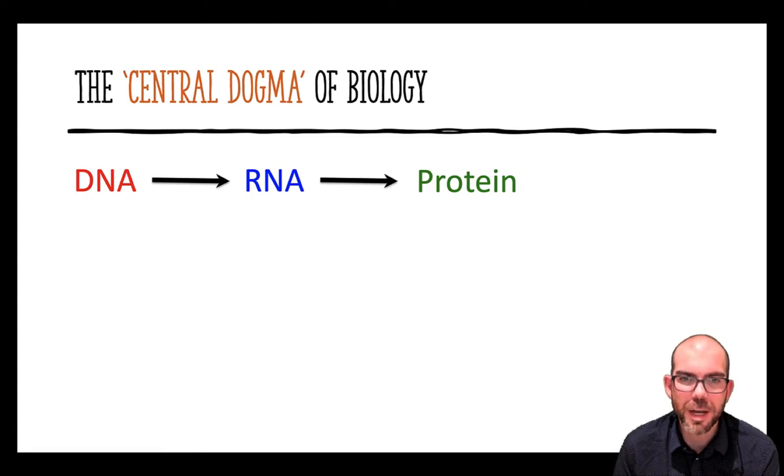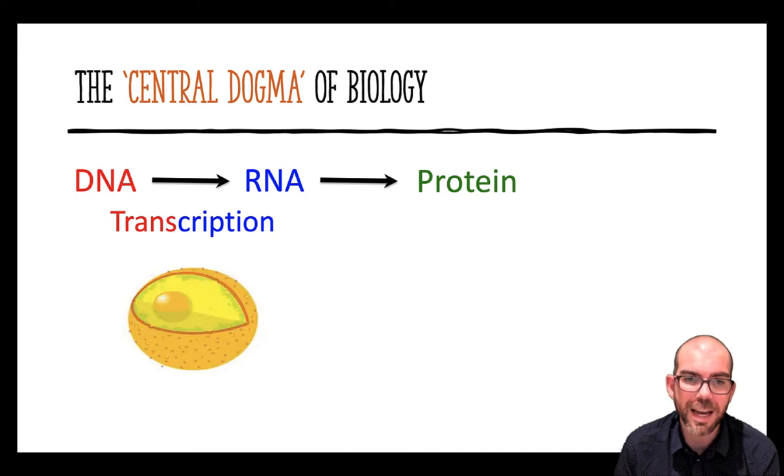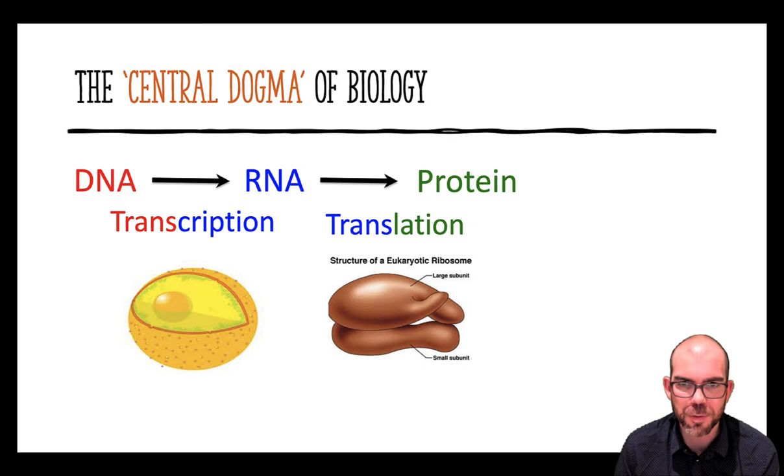This flow of information is known as the central dogma of biology, and it's stated pretty simply. DNA goes to RNA, RNA goes to protein. This occurs through two distinct processes. To go from DNA to RNA, that process is known as transcription, and it's going to occur in the nucleus. Makes sense, that's where the DNA is located. To go from RNA to our protein product, we're going to do a process called translation. Hopefully you remember when learning about cells that proteins are made at ribosomes.